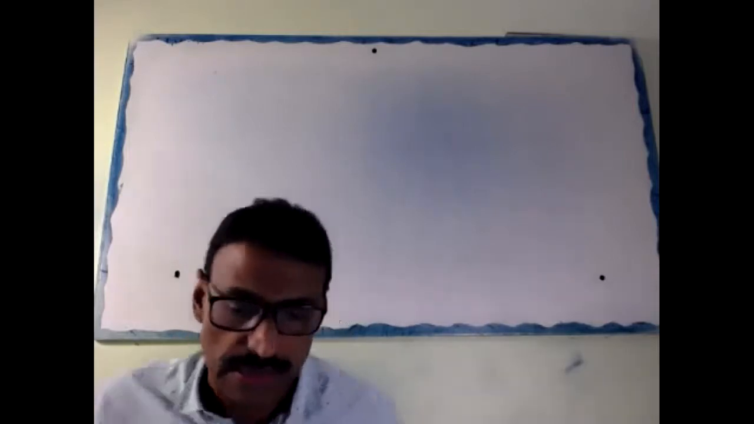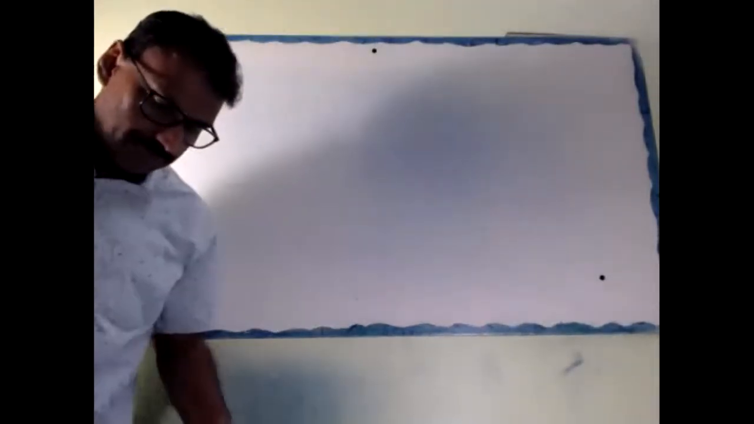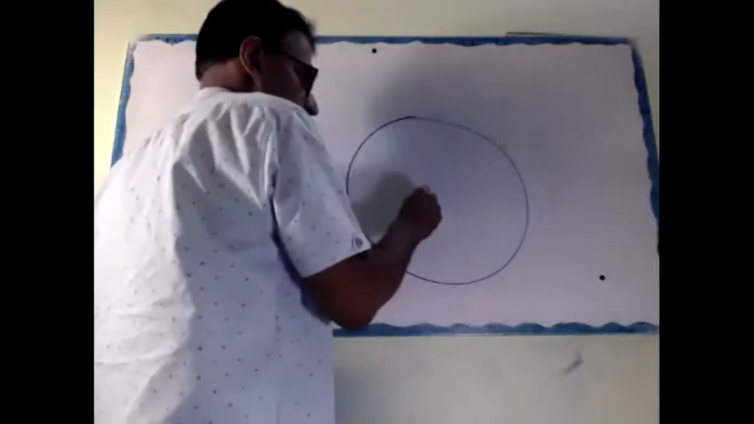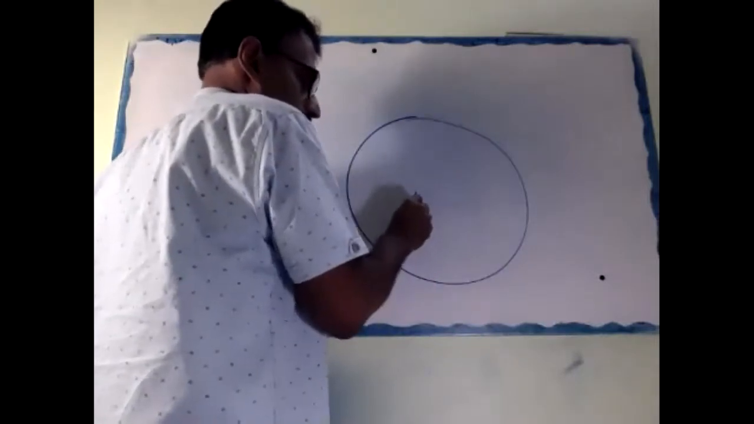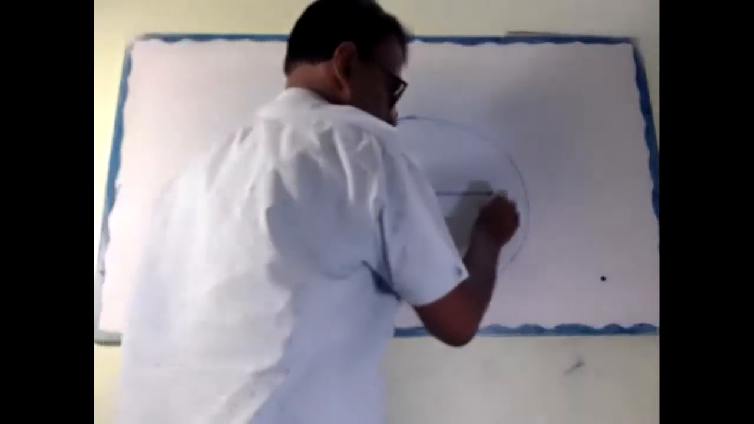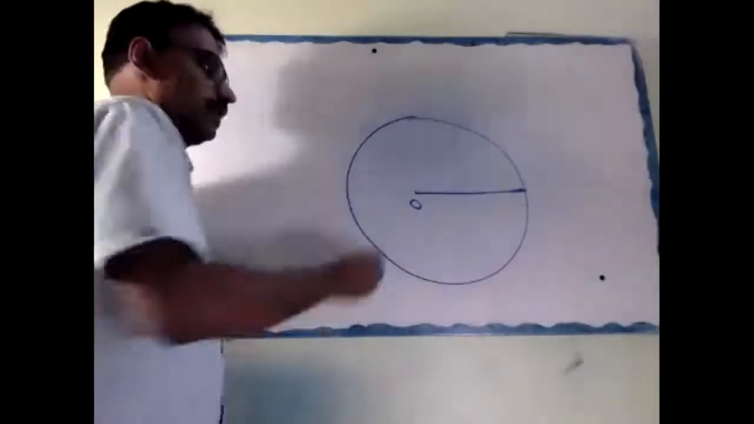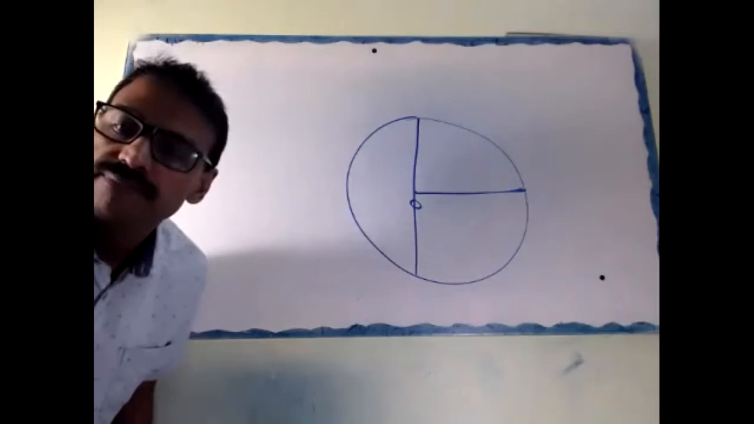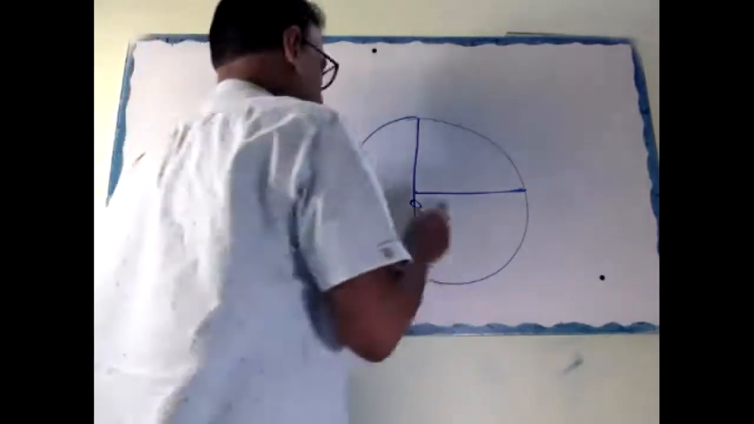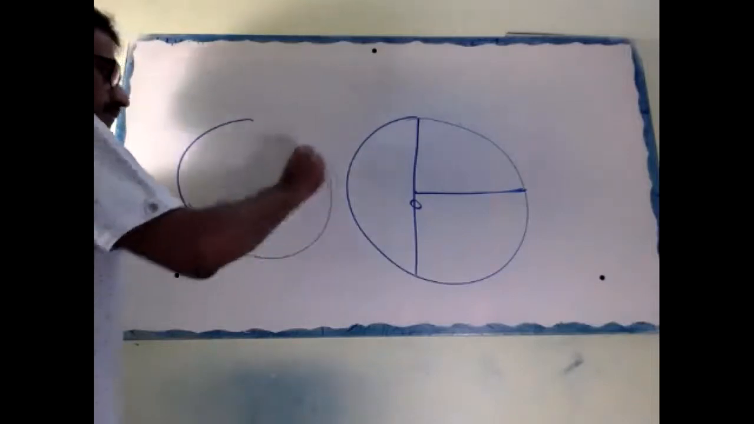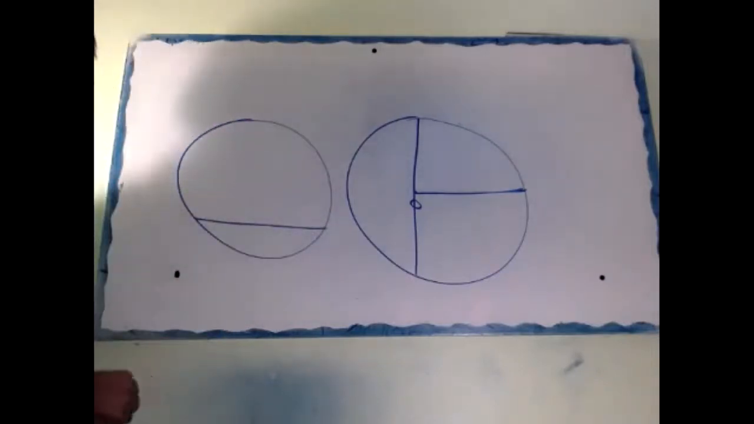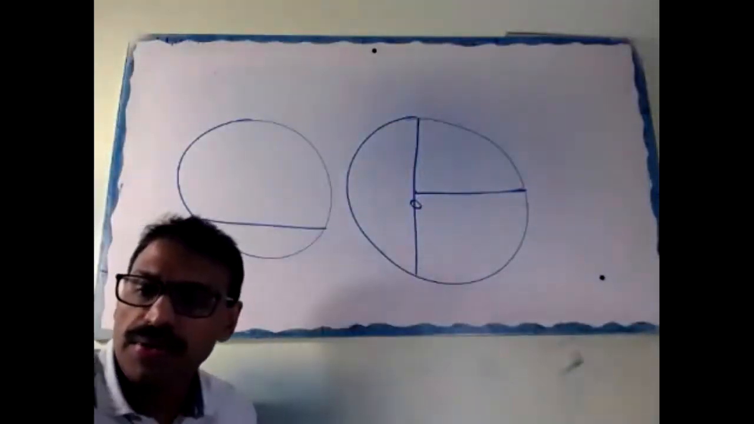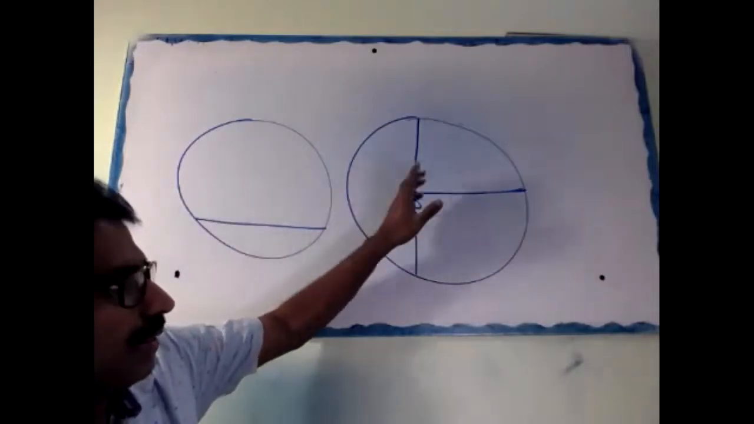Okay, so circle, look at here. Some terms you learn. This is what you call center, right? This one, what you call radius. And this one, what you call diameter. Then, what do you call this one? Are you familiar? Center, radius, diameter.